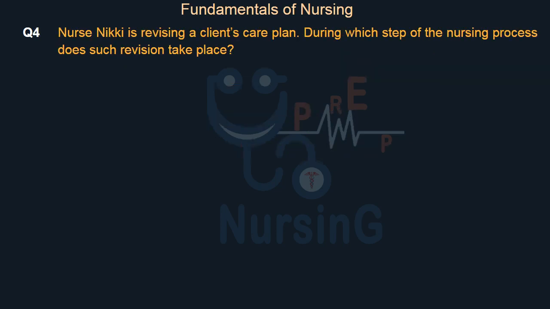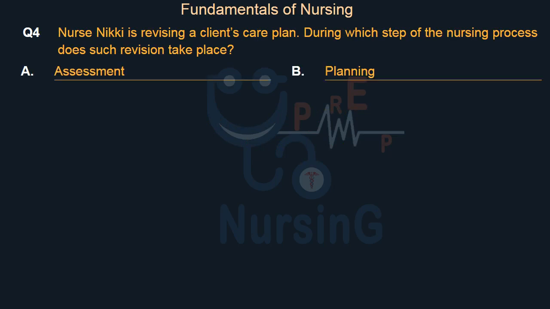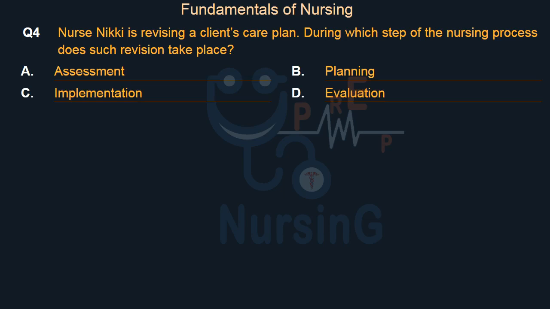Nurse Nikki is revising a client's care plan. During which step of the nursing process does such revision take place? Option A. Assessment. Option B. Planning. Option C. Implementation. Option D. Evaluation. Right answer is Option D.